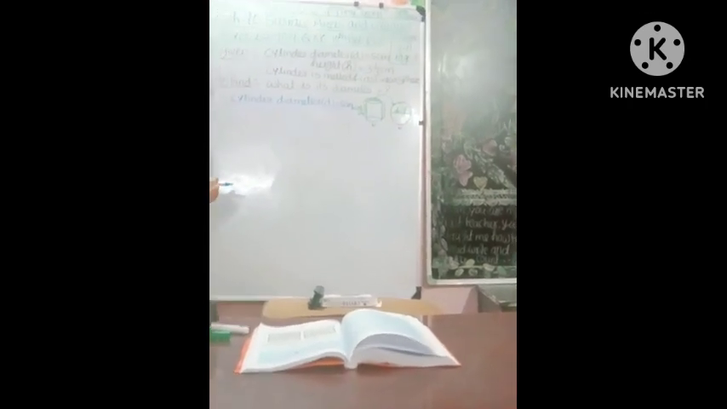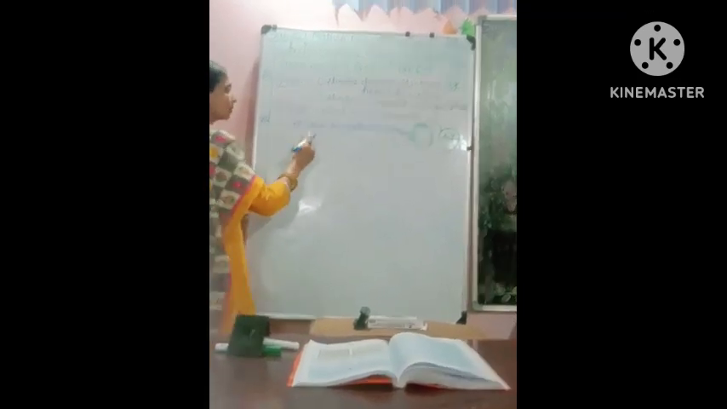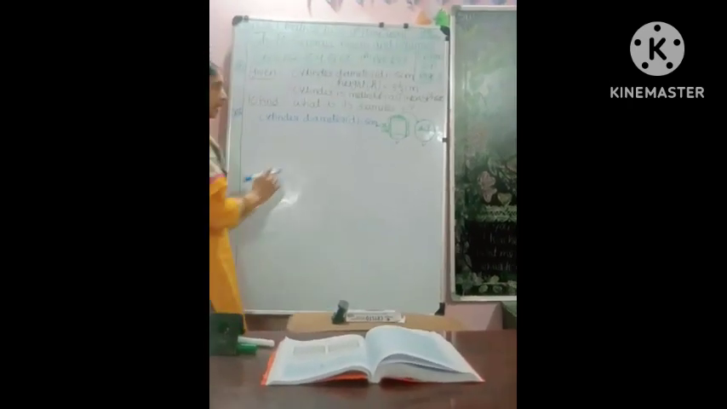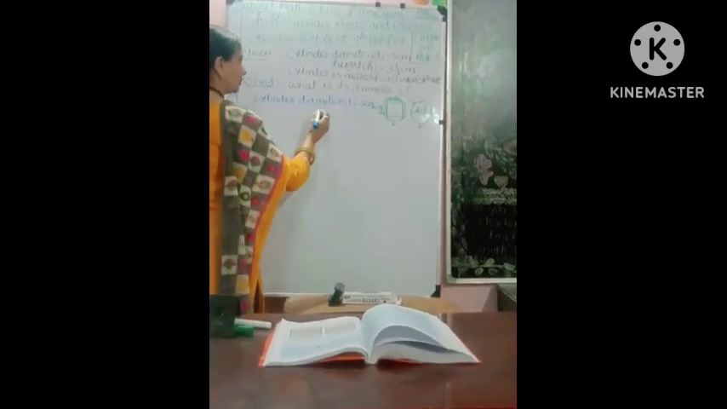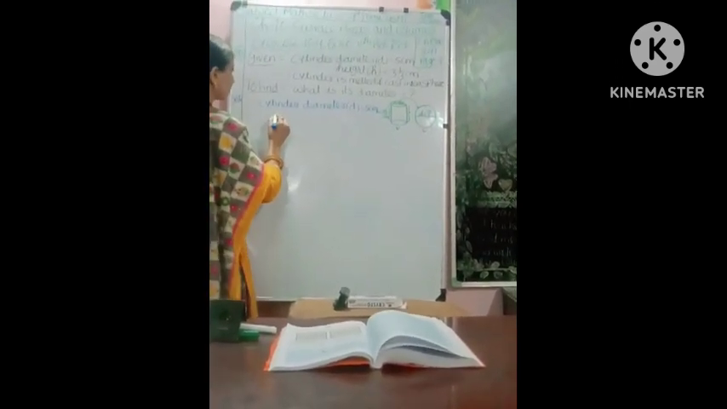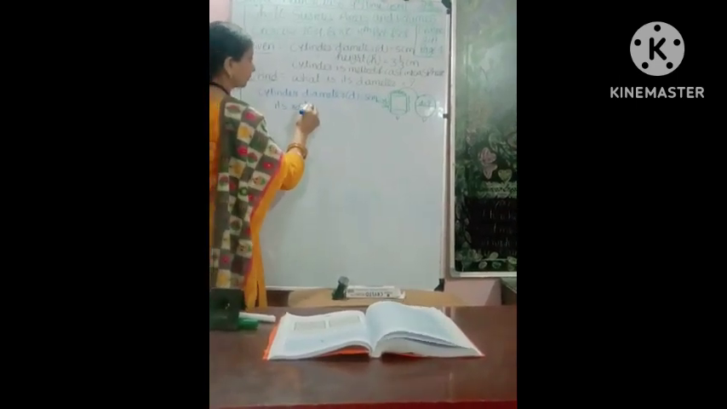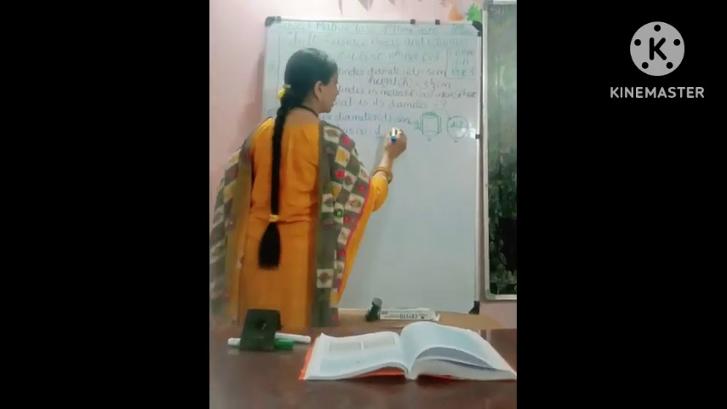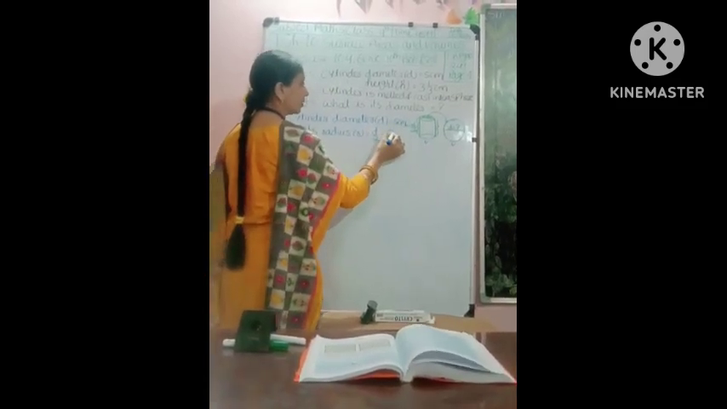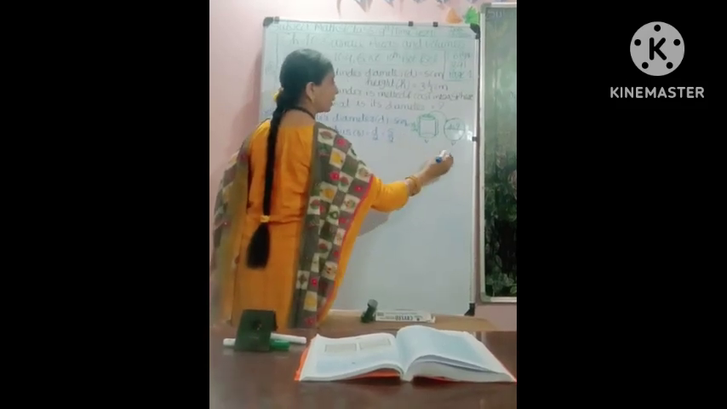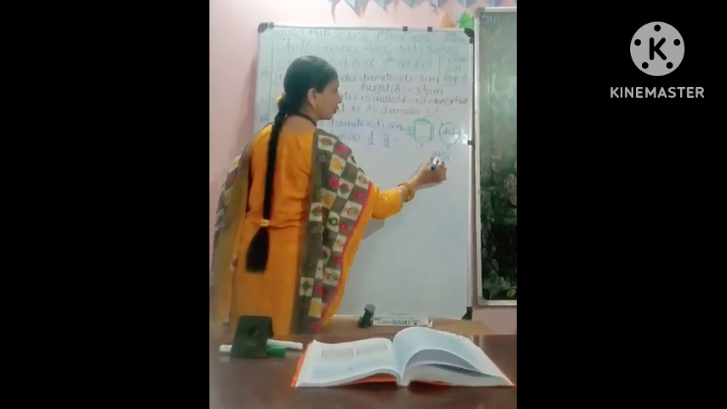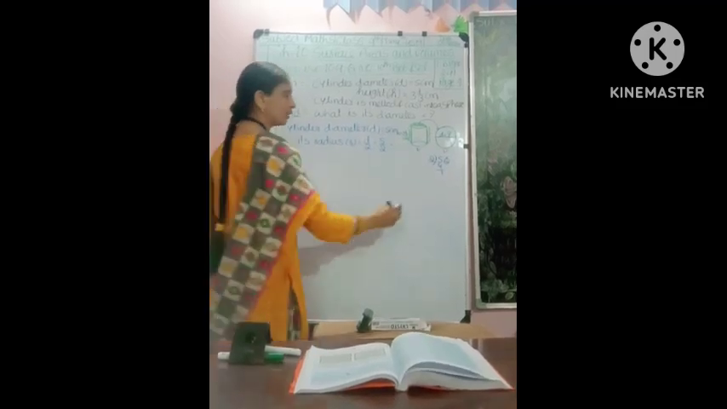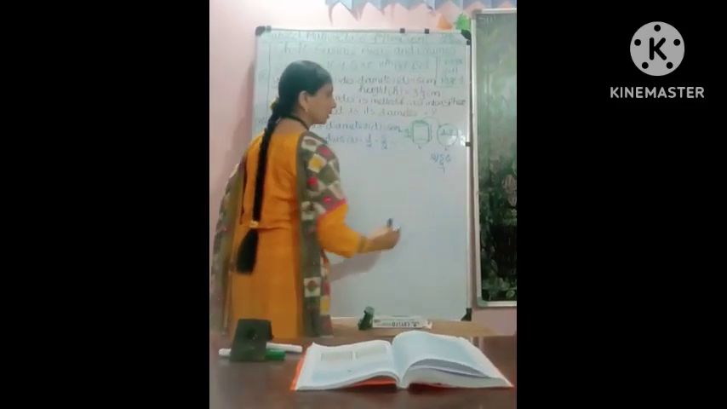Diameter is given, but radius is not given directly. So first, how to calculate the radius from the diameter? You already know, half of the diameter is equal to the radius. Radius R is equal to half of the diameter, that is 5/2. 5/2 is nothing but 5 divided by 2. 2 times 2 is 4. Subtracting these two, we get 1 only.